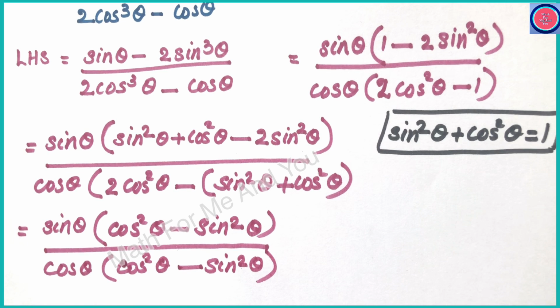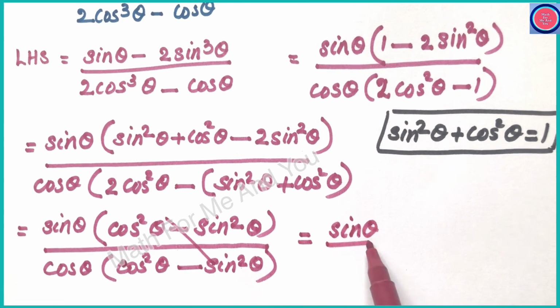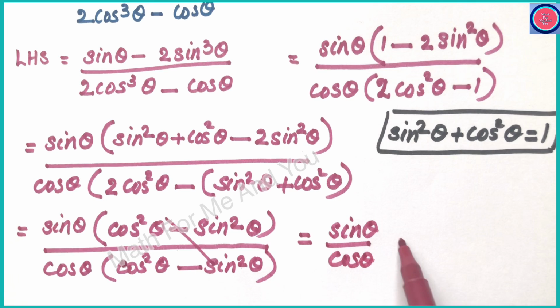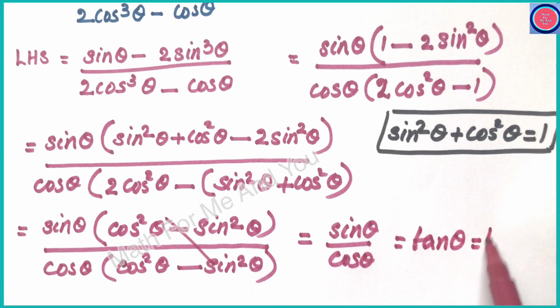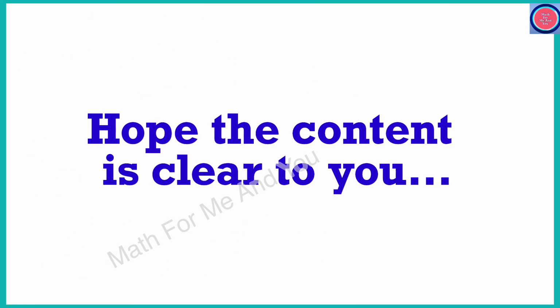Both the numerator and denominator have cos square theta minus sin square theta as common. So cancel that. The remaining is sin theta divided by cos theta. And we know the ratio sin theta divided by cos theta is equal to tan theta. And that is the RHS. LHS equals RHS. Hope the content in the video is clear to you.